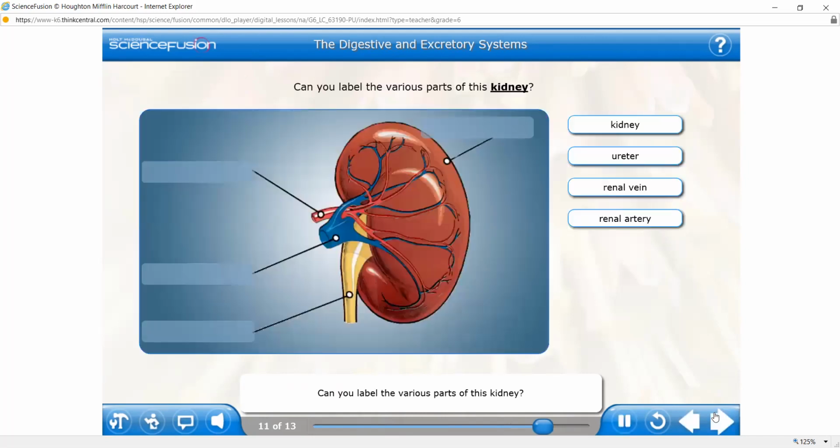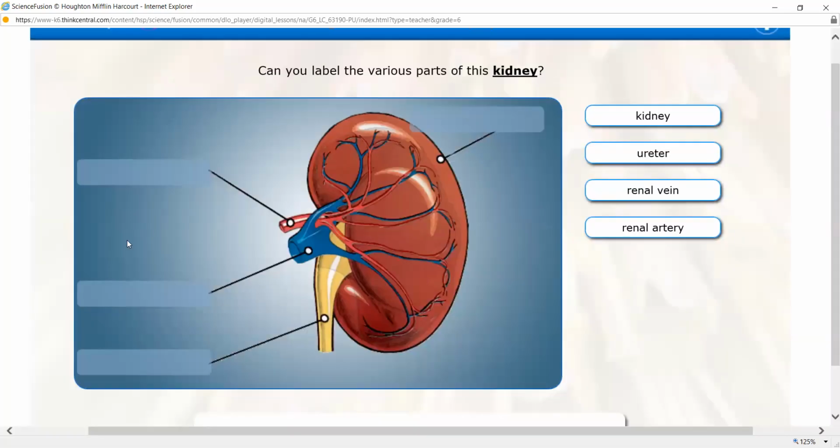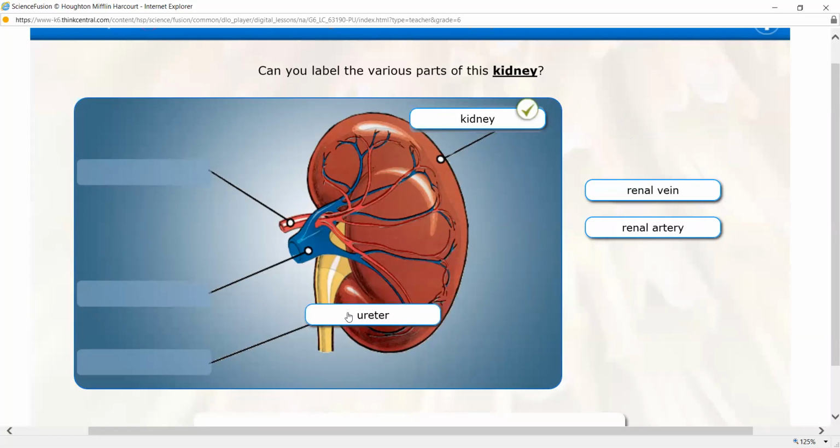Can you label the various parts of this kidney? Drag the labels to the correct location. Come on, you are doing this with me. Where is the kidney, my dear Malak? Tell me, where is the kidney? To the right or to the left? It's on the left side. Where should I put it? This is the kidney, okay? And later is that pipe, the pipe where it goes down.